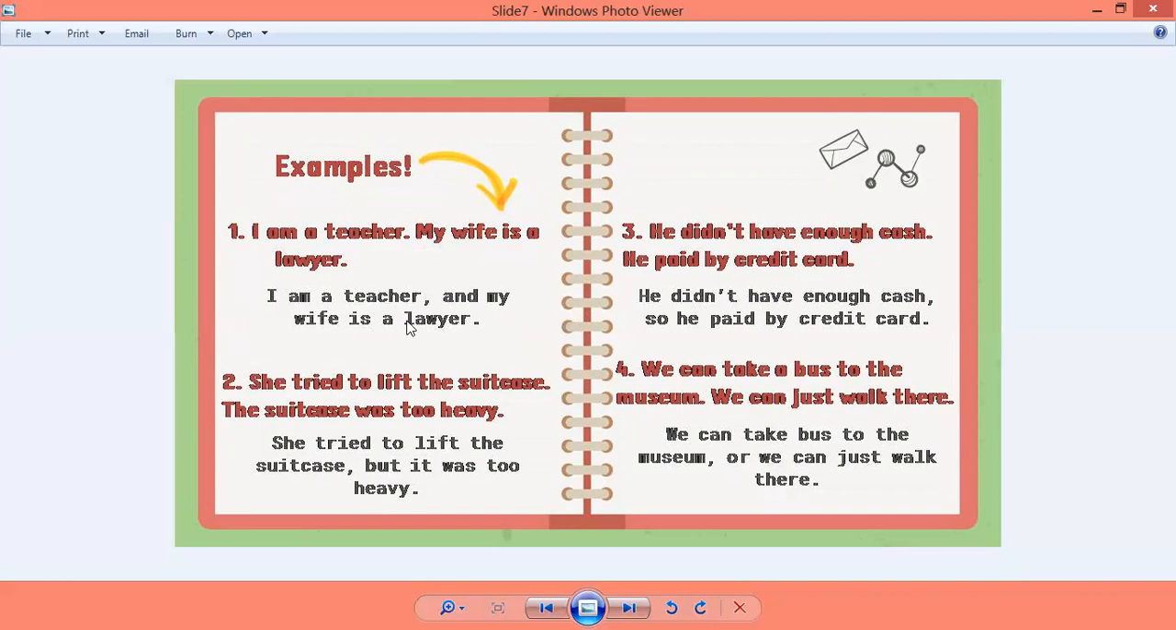Let us go to second example. She tried to lift the suitcase. The suitcase was too heavy.